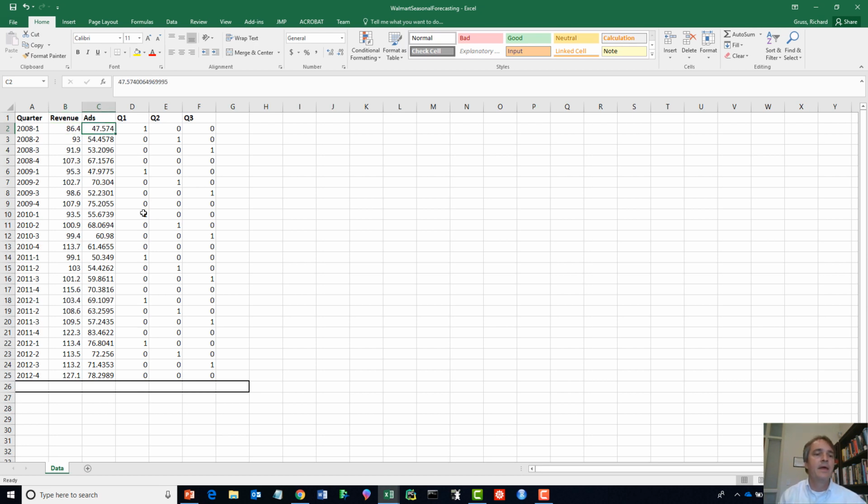Okay. And so what I've done over here is I've created dummy variables for the quarters. So we see this is first quarter. That means there'll be a 1 there and zeros there. This is a second quarter here in the second row, which means there'll be a 1 there. And third quarter means that there's a 1 there. And so that would mean that in fourth quarter, we'd have 0, 0, 0.